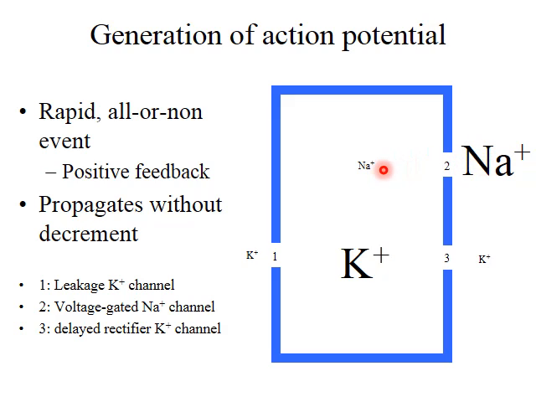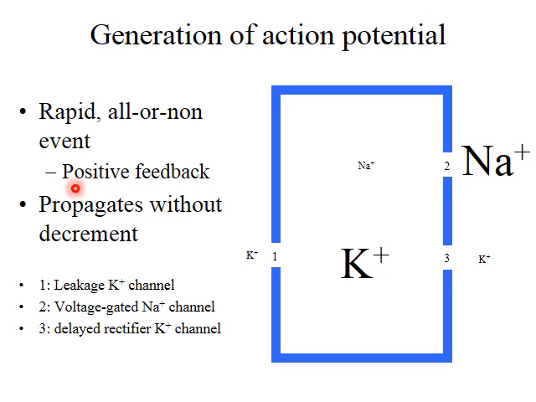Now, after this occurs, sodium will flow into the cell because there's a much higher concentration of sodium outside than inside. As sodium flows in, it depolarizes the cell more, and therefore more sodium channels will open. This will cause a greater influx of sodium into the cell, and very rapidly we have depolarized the cell a lot and opened up all the sodium channels.